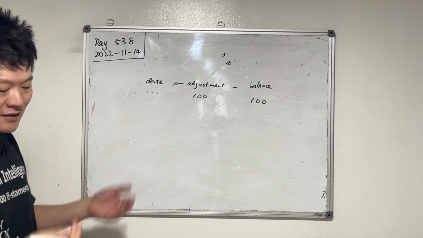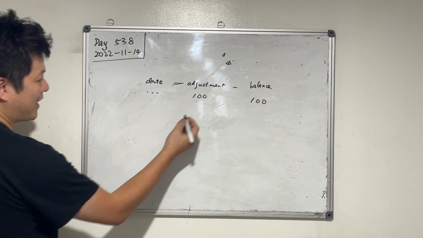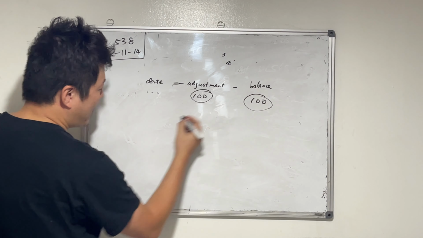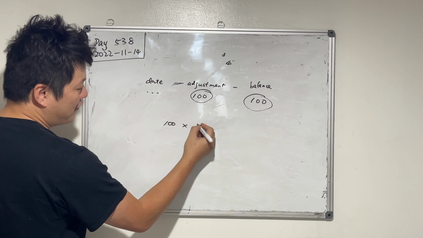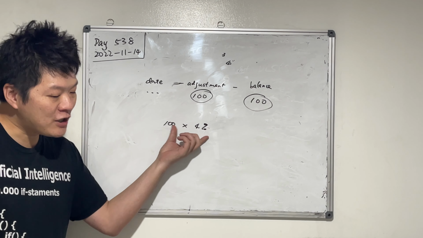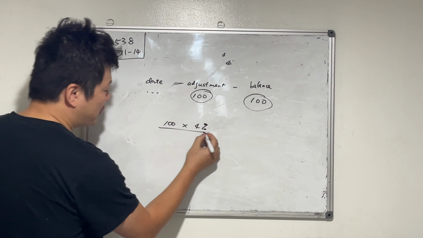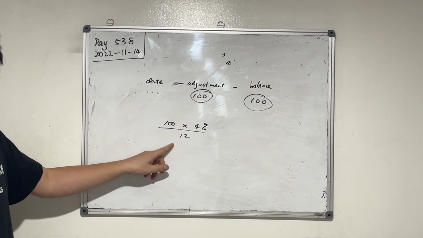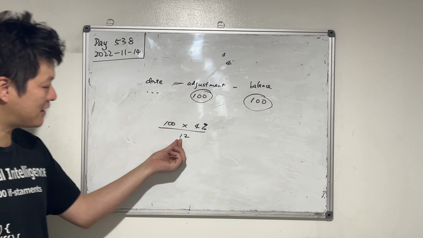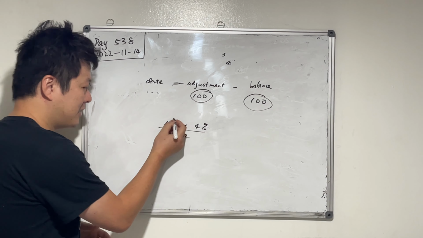So after a month, how much money do you get? How do you calculate? The balance is 100. 4% is the interest for a year, divided by 12 months. So after 30 days, you'll get this as interest.